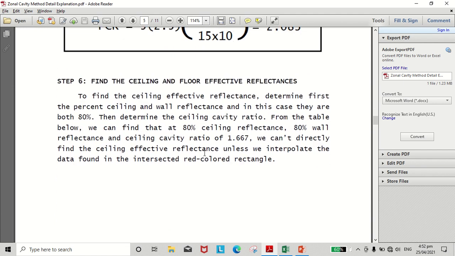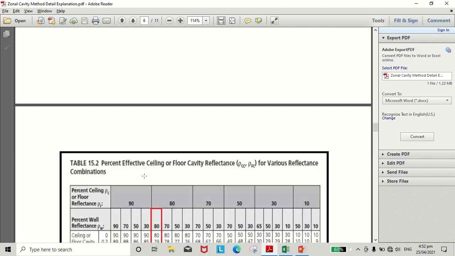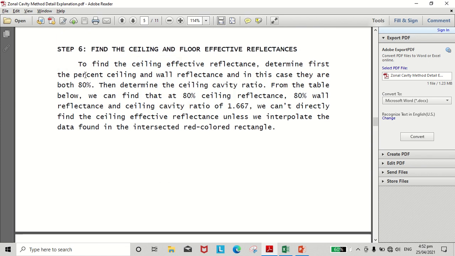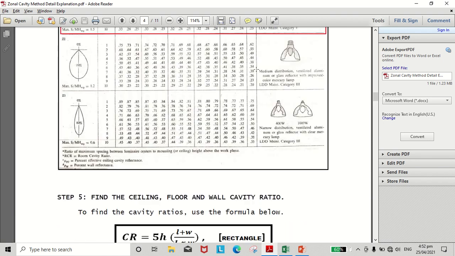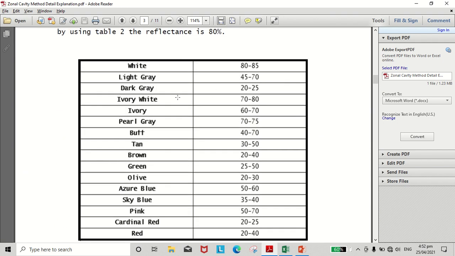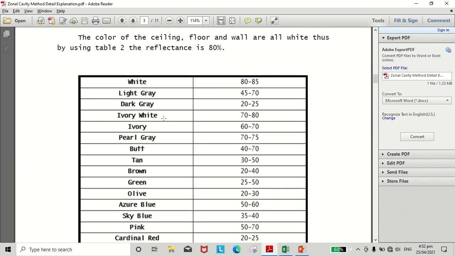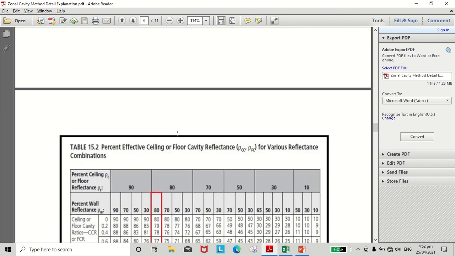For this we will use a table. For example, for what you have calculated: to find the ceiling effective reflectance, first determine the percent ceiling and wall reflectance. That is what we got above, the design for whatever color we chose for our wall.